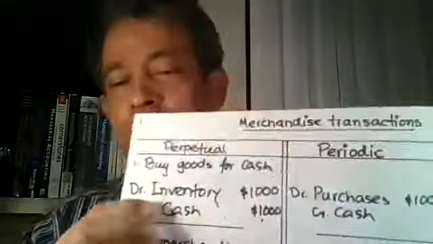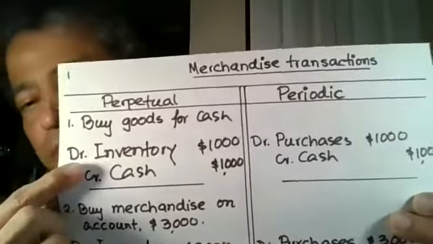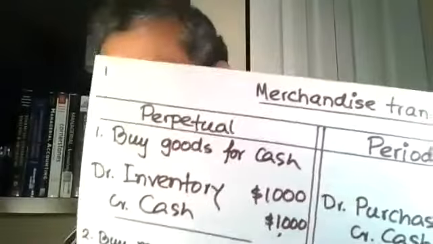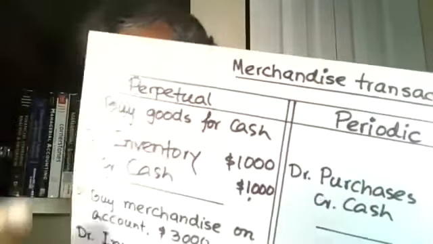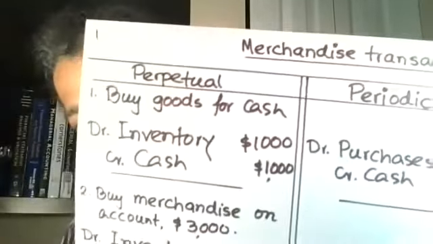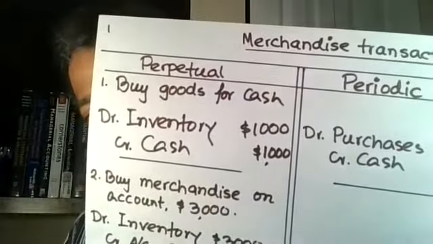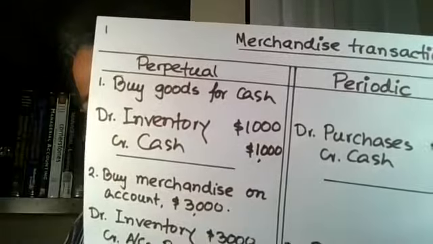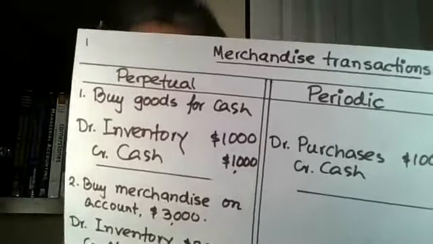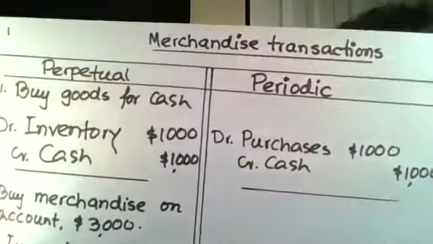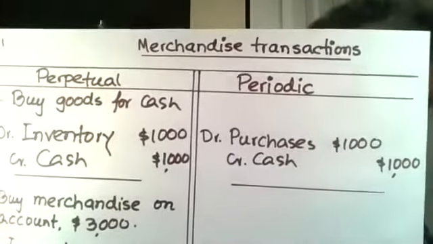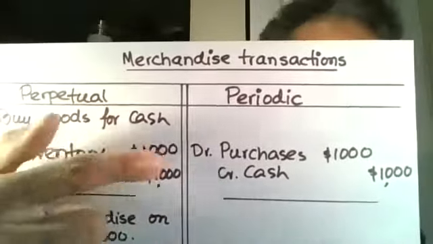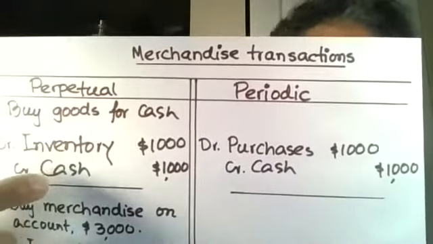You can see under perpetual, we debited inventory because we consider the goods as an asset. It's like we're buying an asset. So debit inventory, credit cash if you purchase on cash. Under periodic, you can see debit purchases and credit cash. So inventory is the differentiating factor here between the two methods.